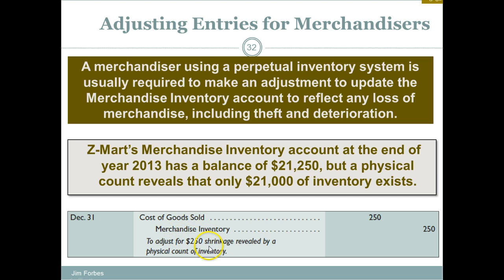And they said that's $250 shrinkage. They don't know why. They don't know who stole it, or if it was stolen. It could have been a miscount. It could have been anything. But you do have to account for that in your cost of goods sold.